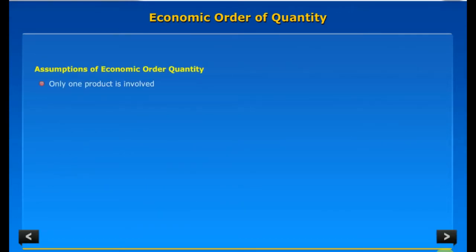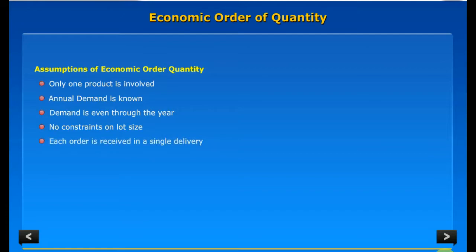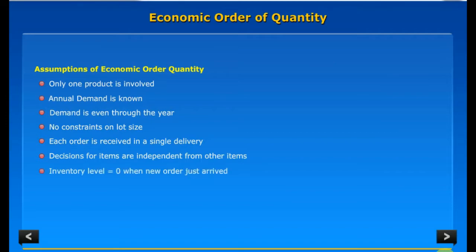Assumptions of economic order quantity. Only one product is involved. Annual demand is known. Demand is even throughout the year. No constraints on lot size. Each order is received in a single delivery. Decisions for items are independent from other items. Inventory level is equal to 0 when a new order just arrived. There are no quantity discounts. Orders are placed at the right time to avoid stockouts.